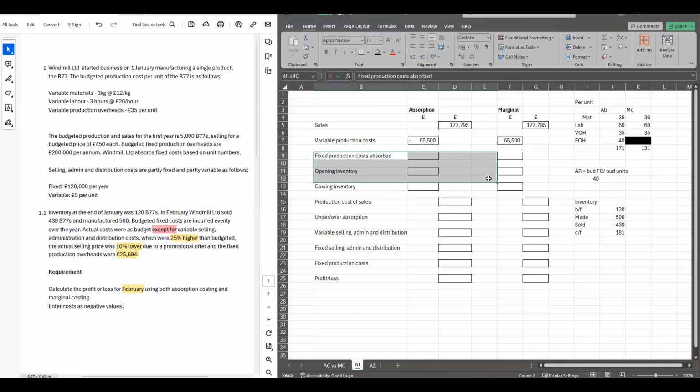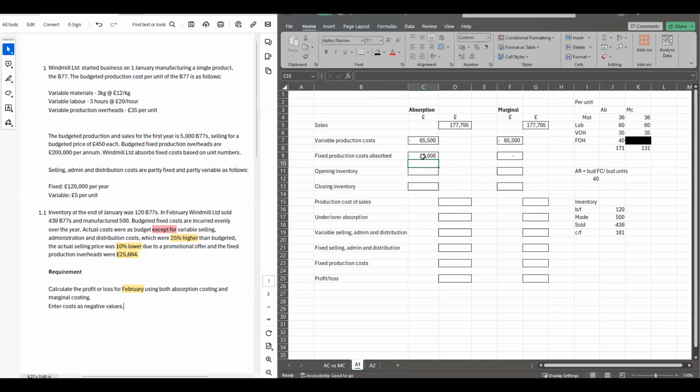Now, where the cost of sales is then going to differ is, of course, the fixed production costs absorbed and also the inventory, because the inventory, as we can see, is being valued differently. And then also the fixed production costs absorbed, well, of course, for marginal, that is going to be a 0. It's really important to make sure you do that on exam day, because there are marks available for putting the 0 in the box. Now, in terms of the fixed production costs actually absorbed, again, it's going to be that 500 multiplied by the 40.